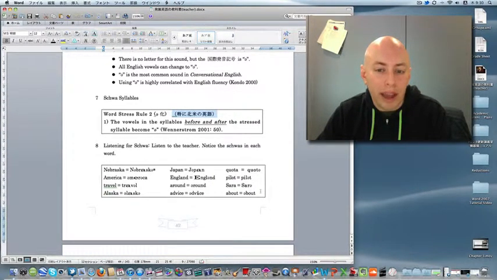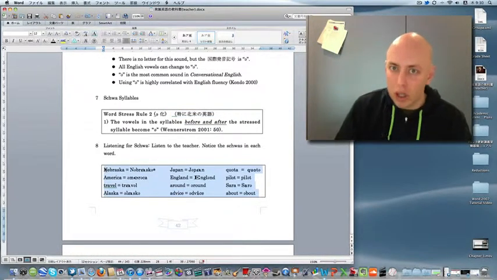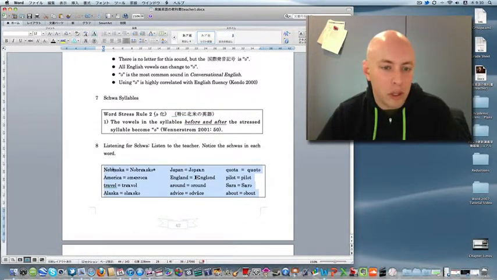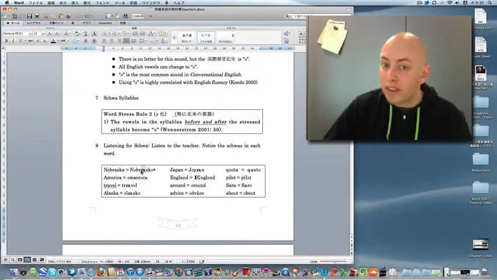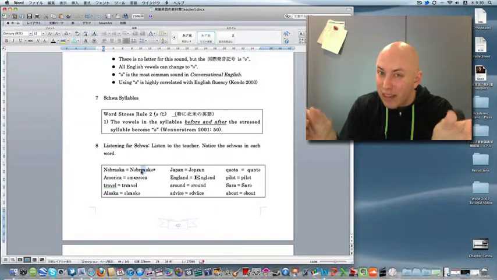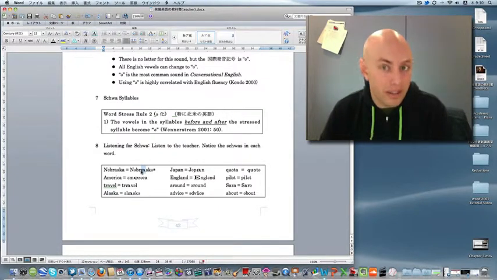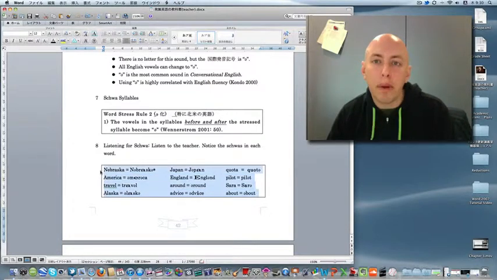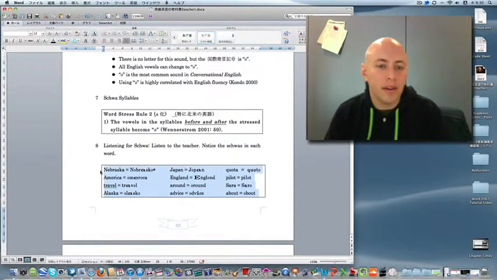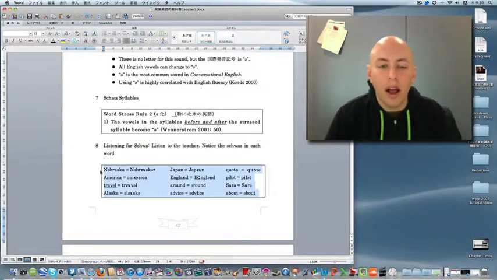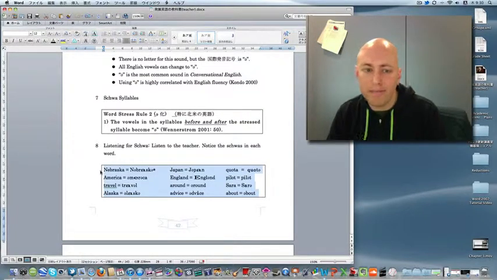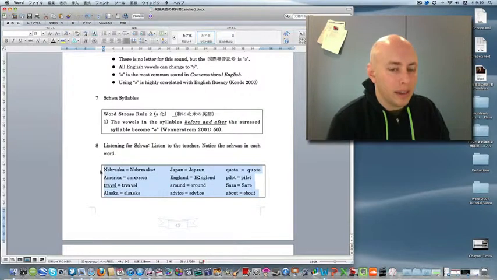So go down to number 8, and I'm going to read you these words, and I want you to just listen for the schwa. So again, the schwas are marked in the pronunciations next to the word. You'll also notice there is a word stress syllable. Again, schwa is always next to the word stress syllable. So here we go. Nebraska, America, Travel, Alaska, Japan, England.